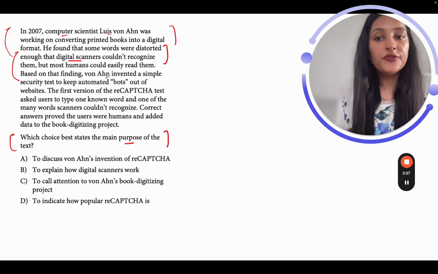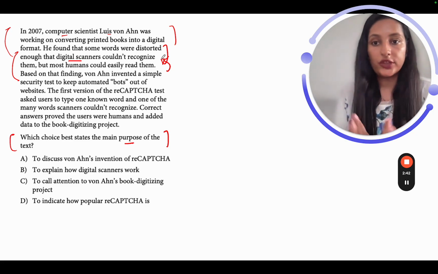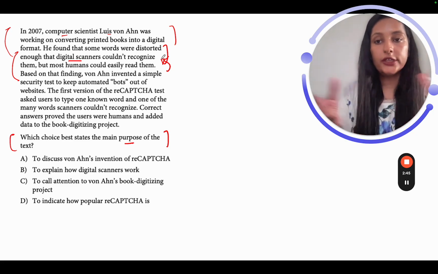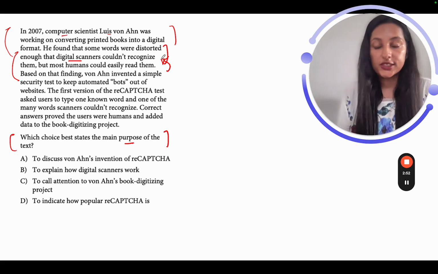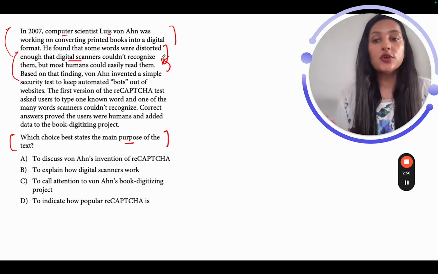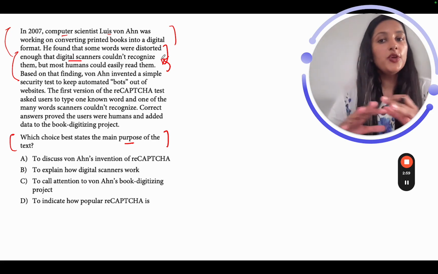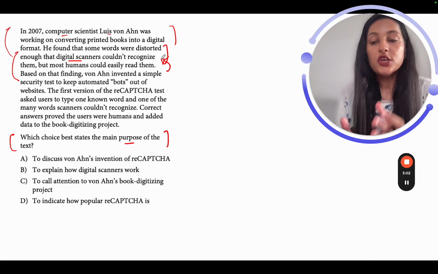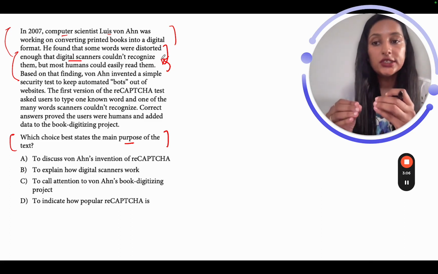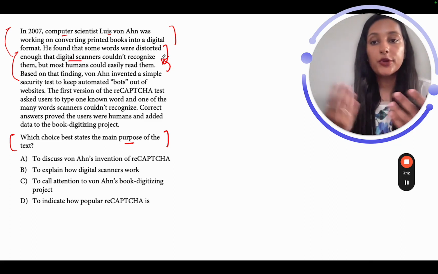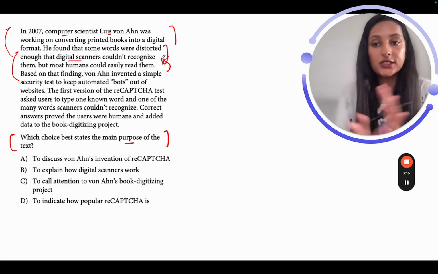Let's read ahead. Based on that finding, Lewis invented a simple security test to keep automated bots out of websites. So because of this finding, the problem with the digital scanners, he came up with an invention. And that has been explained to me. I don't have to get into the details. Now understand this is a main purpose question of the whole text, so try and avoid getting into the details of every sentence. We have to have an overall understanding of what the text is. Just try and understand in a very overall manner what it is saying. So this sentence is basically just telling me that because of the flaw, he came up with something. This understanding is good enough.